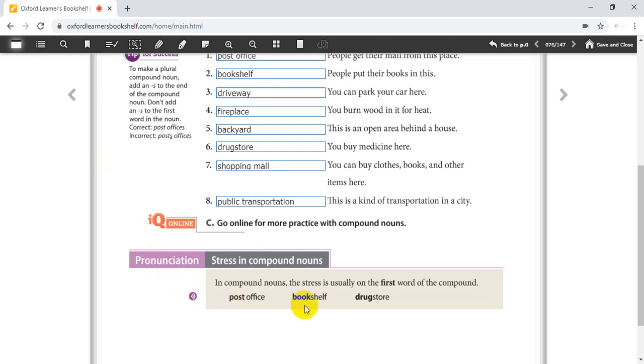Now let's listen to these 3 words, okay? And while listening, I would like all of you to say the word, repeat the word after the audio, okay?